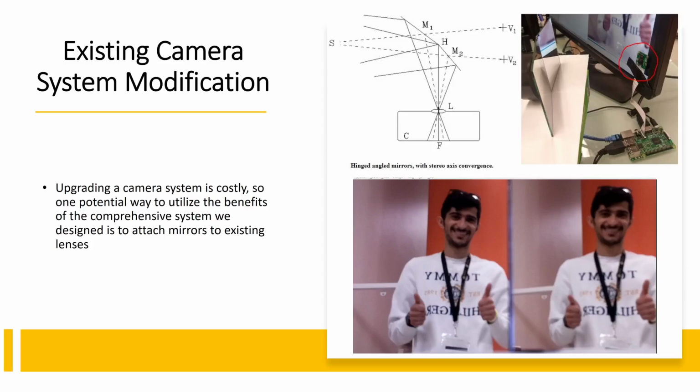So we understand that upgrading an entire camera system can be expensive and cumbersome. In order to work around that, we designed some mirror attachments to place next to existing lenses in order to utilize stereo system benefits, which included depth data and wider angle views. And the results can be seen over here to the right. And now John will talk about our wireless alert system.